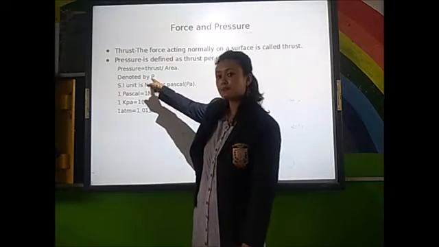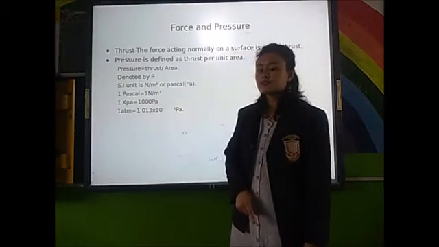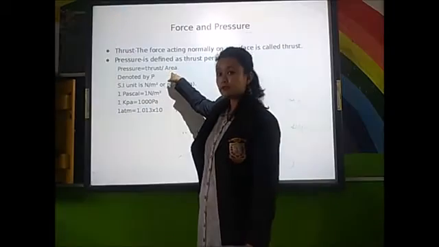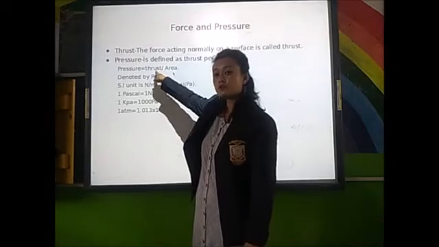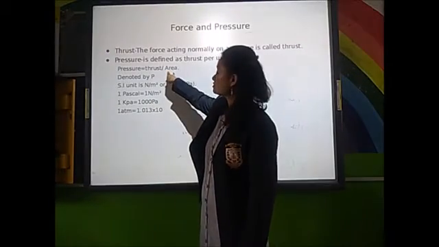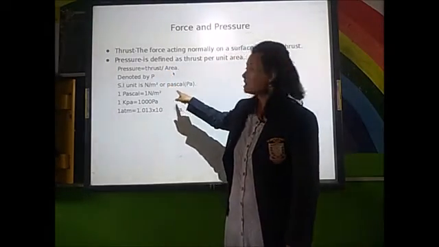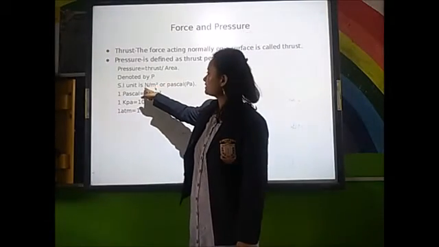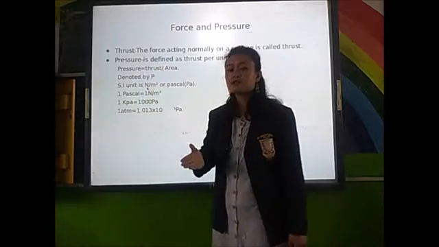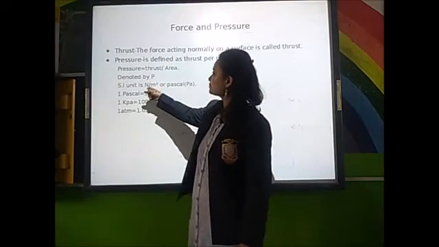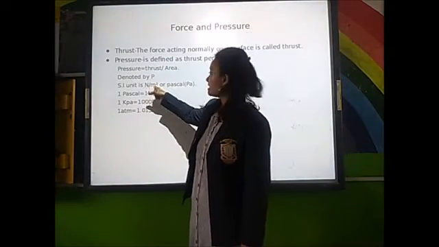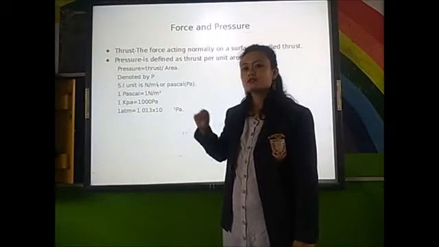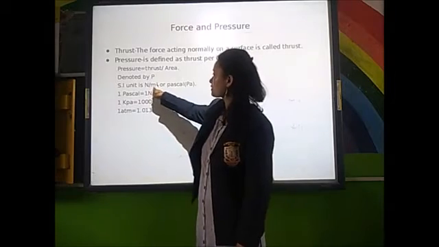Not small p but capital P. And since the formula for pressure is force by area, what is the unit of force? Newton. And what is the unit of area? Meter square. So it is Newton per square meter. You know how we read it? Newton, the slash is read as per. So Newton per square meter. M to the power 2, how do you read it? Square meter or meter square.